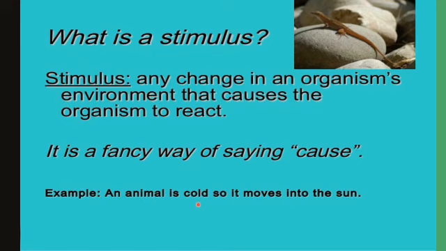See this example? An animal is cold, so it moves into the sun. Coldness is the change. It is the stimulus which is felt by the animal. From where? It comes from the change in the temperature in the environment. And in the response, what will the animal do? It will move into the sun. So see this example. Coldness is the stimulus. It is the change from the environment. And in the response, the animal will move into the sun.